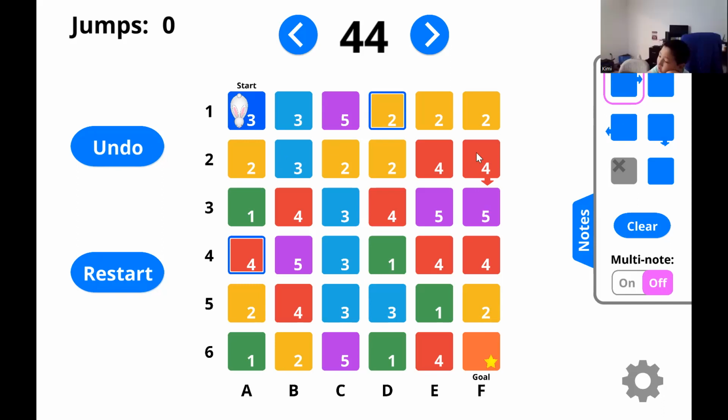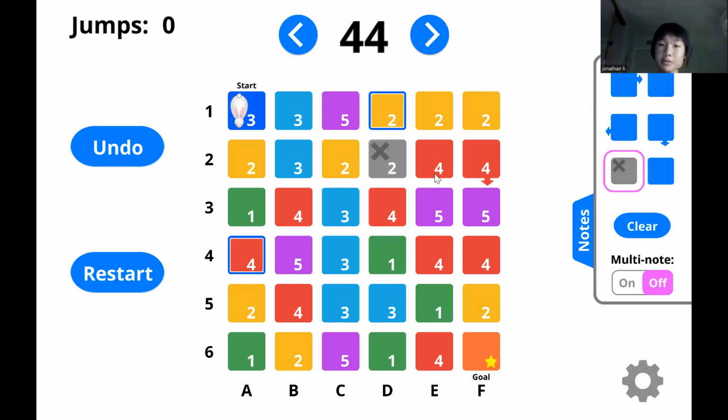So now, looking at the 4, look at the top, the left, and then the bottom. The 2 can jump to the 4. Which 2? This one? The 2 that makes sense. Oh, you mean this 2, the gray one? Yeah, the gray one. The 2 would allow us to jump to the 4.